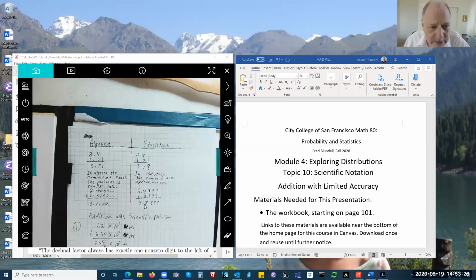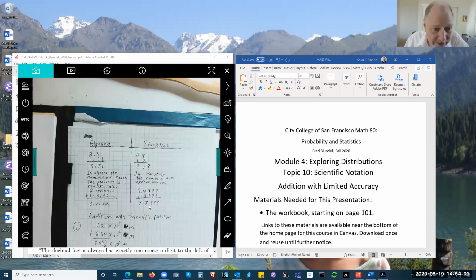And so when you add those together, see the last place where you have a number here, the hundredths place in the 1.31, it gets added to a question mark in the 2.4. We don't know what goes in the hundredths place there. And so after we finish adding, we still don't know what's in the hundredths place in the sum.